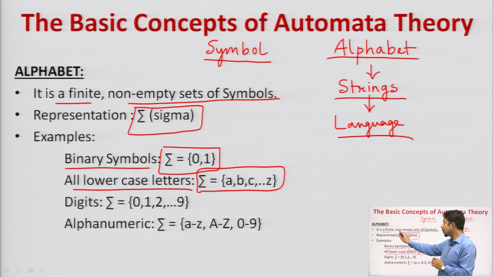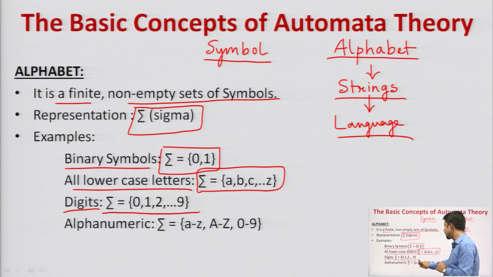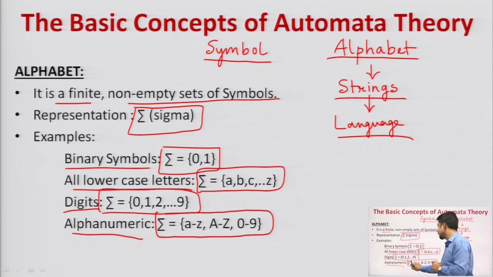I have already told you non-empty sets, so set theory will come in here. Okay. Next comes digits. If we talk about digits, you need to write it like this. If we talk about alphanumeric, it will include characters and it will also include digits. So, like this you need to represent an alphabet. I hope it is clear to you all.